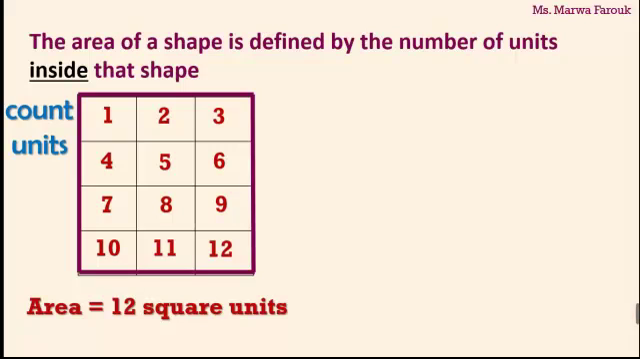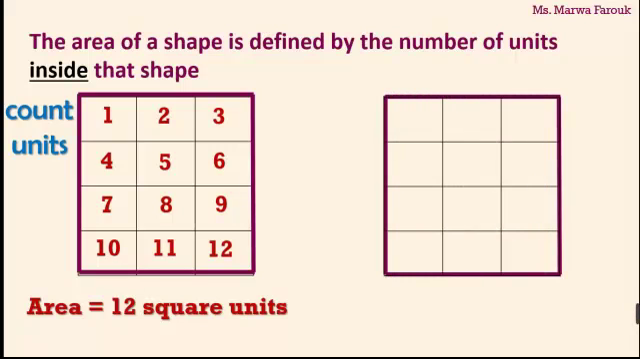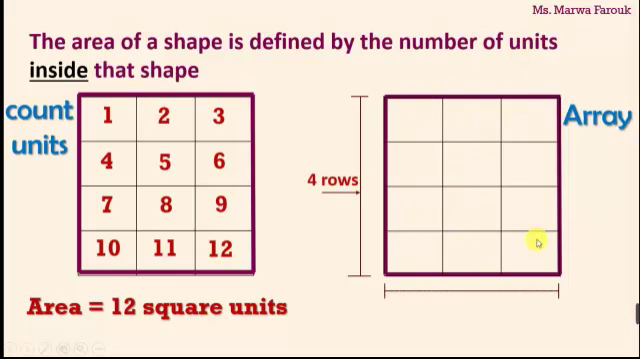Do we have another way? Yes, we have another way. What is that way? As you can see here, these squares or these units form an array. How many rows do I have in this array? Let's count them. 1, 2, 3, 4. So I have 4 rows. Okay, and how many columns? Let's count them. 1, 2, 3.